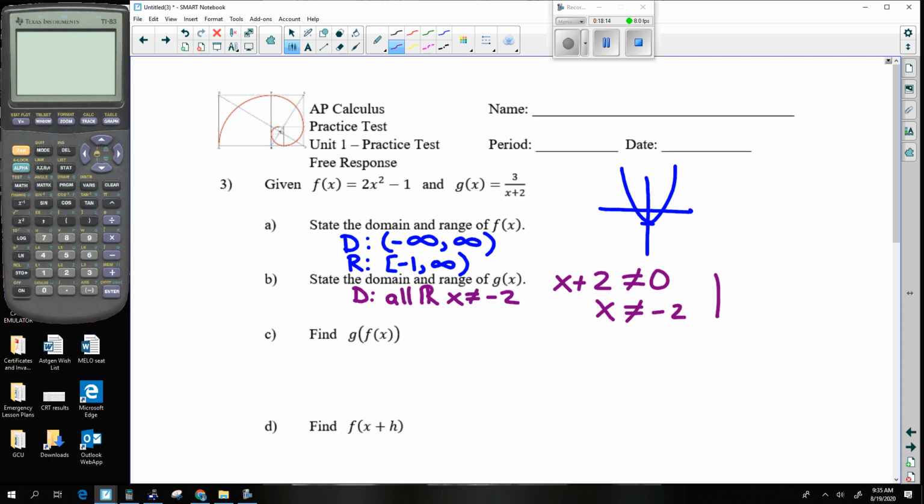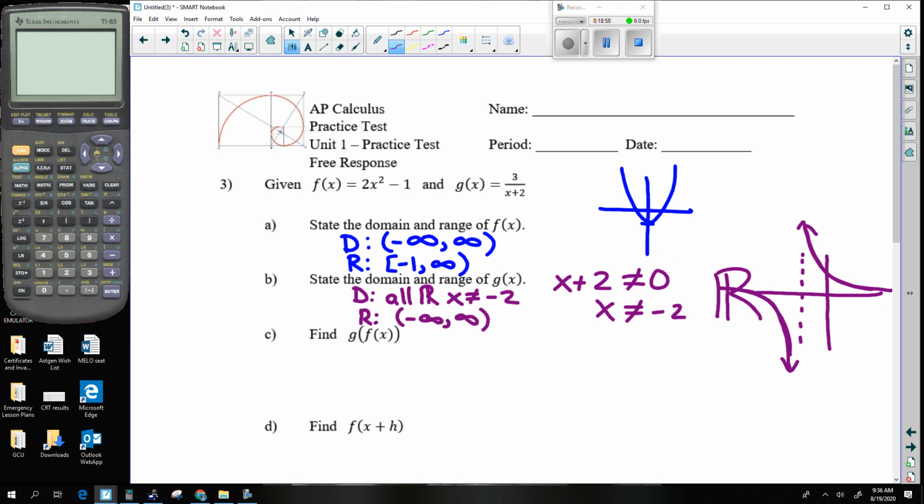Oh, real numbers. I think that's a symbol for real numbers. It's like an R with 2 vertical bars. Real numbers. Range. I think this is one of those that have a horizontal asymptote at 0, but it goes up and down forever. Like this goes to infinity and this goes to -infinity kind of idea. So the range is -infinity to infinity. That's of the g of x.